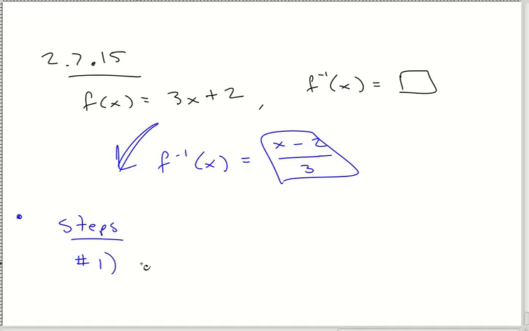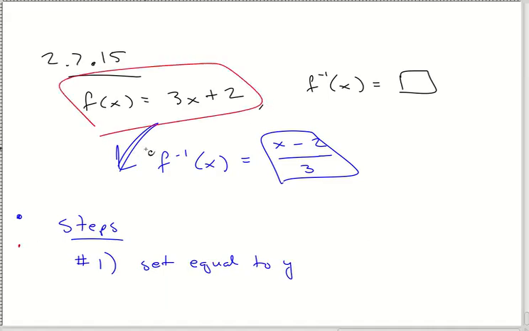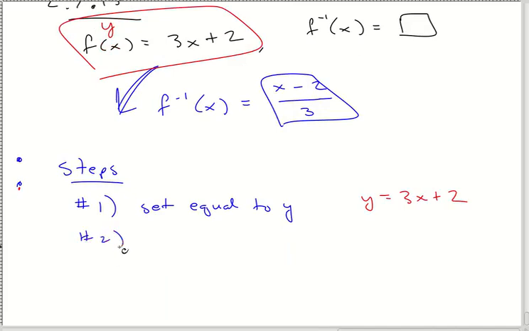Step number 1, I'm going to set this equal to y. Now that sounds kind of weird, but this original here, that f of x, is basically a y, so I'm saying y is equal to 3x plus 2. Okay, cool. It's a pretty easy step. Just make sure it's a y in there instead of f of x.